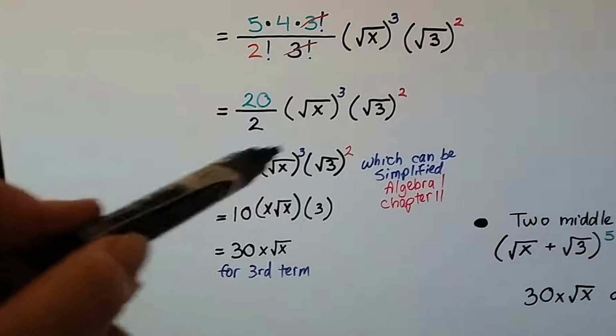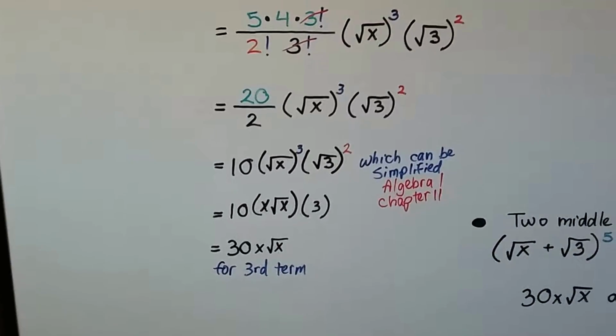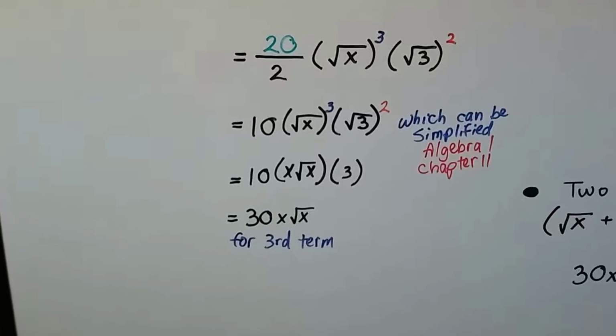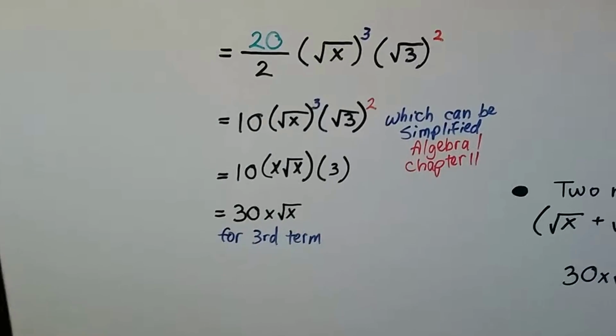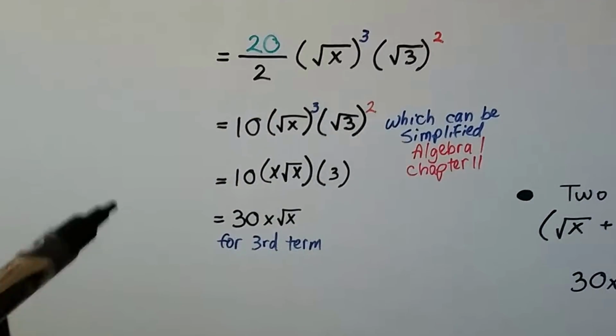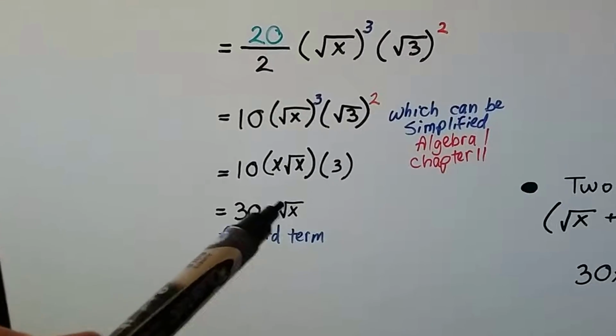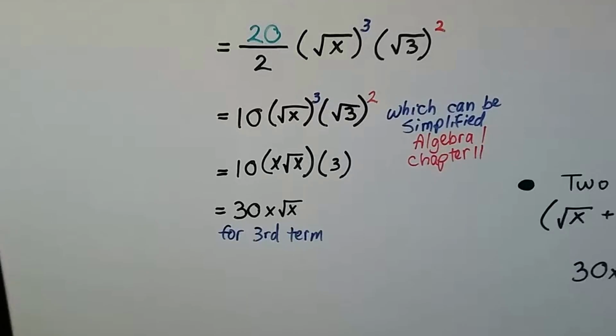And if you forgot how to do this, we did it back in Algebra 1 in Chapter 11, and I'll have a link to Chapter 11 in the description so you can scan through the videos and remind yourself how to do that, okay? So here we've got 3 times 10, which is 30, x square root of x. See? For the third term.